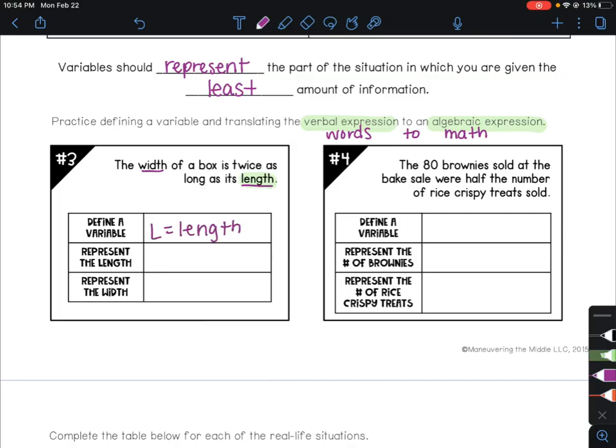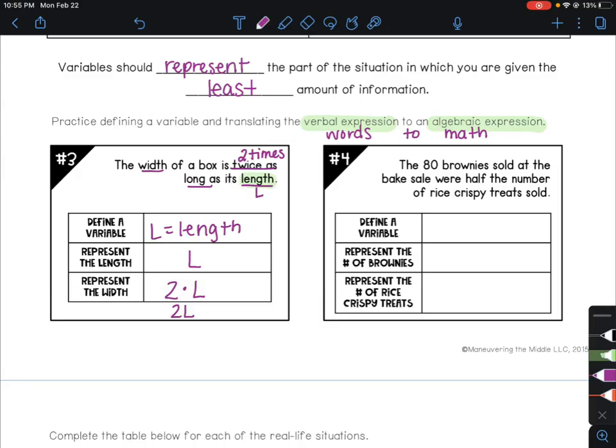We're not going to say, oh, the width is W. We only want one variable. We're not ready to start talking about two variable math problems yet. So let's represent the length. Well, we already did that. It's just L. Let's represent the width. In the problem, it says twice as long as the length. So that would mean 2 times the length. So the width is going to be 2 times the length, or 2 times L. And if you'd rather, you could also write that as just 2L.